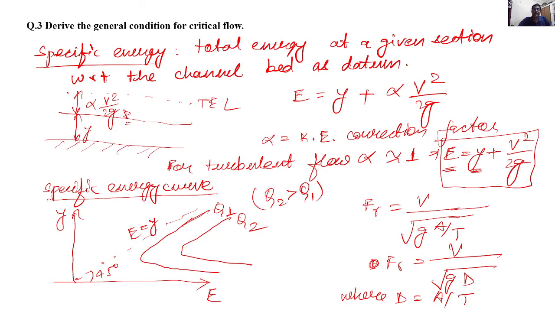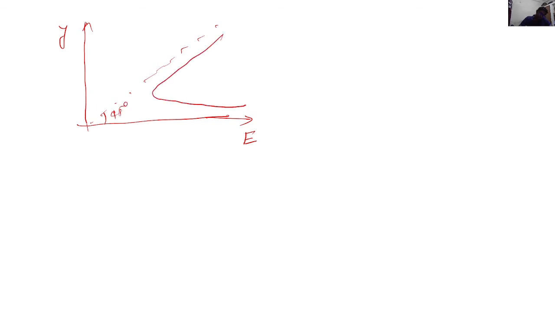Yeah. So now let us just come back to the question. The question was actually deriving the general condition for critical flow. Let us again make the specific energy curve, with the flow depth on the y axis and the specific energy on the x axis. So we see that there is a minima to the specific energy. That minima is known as the critical specific energy, and the corresponding depth is known as the critical depth.